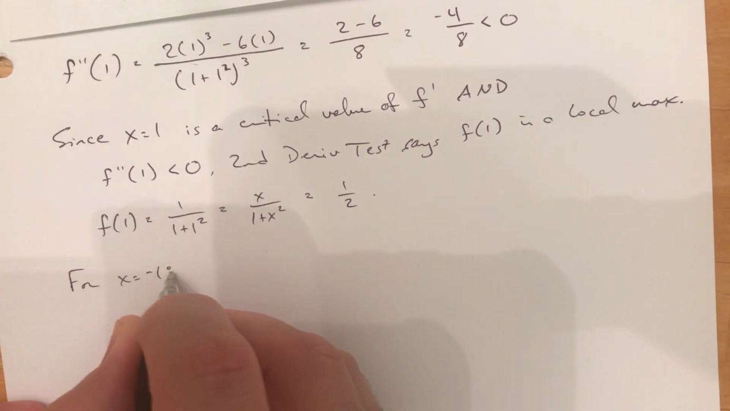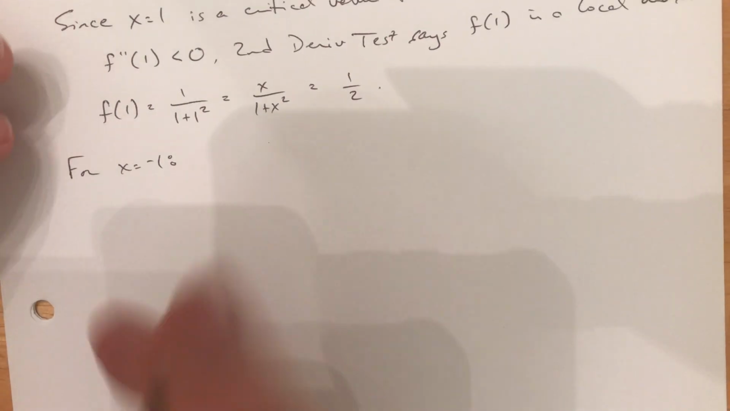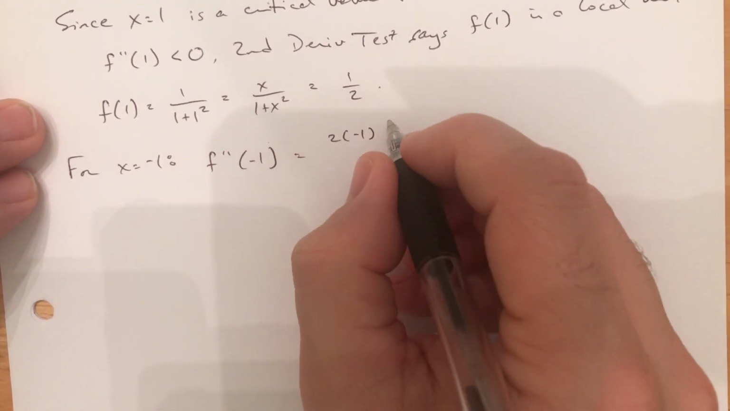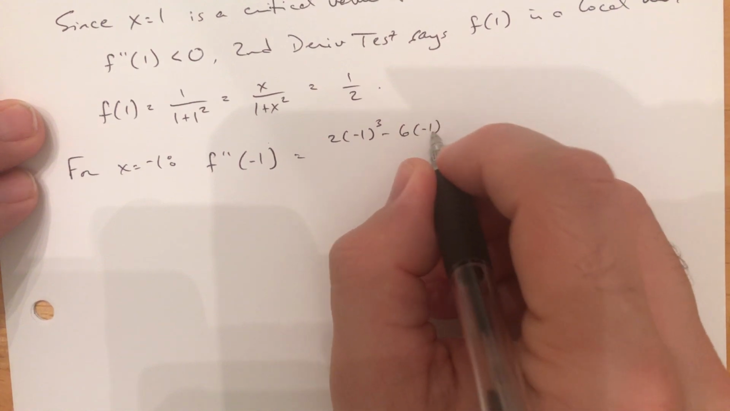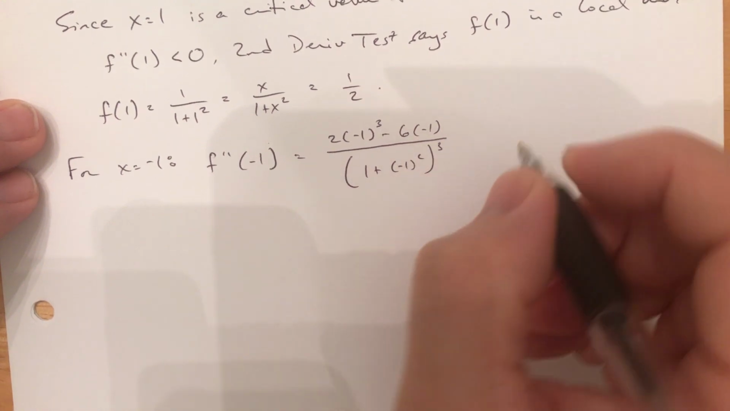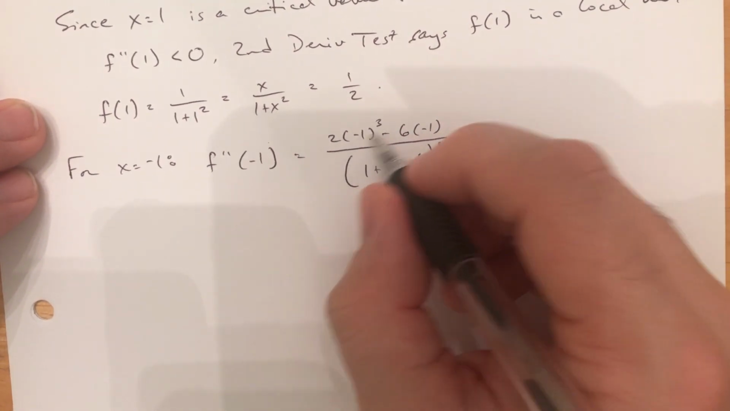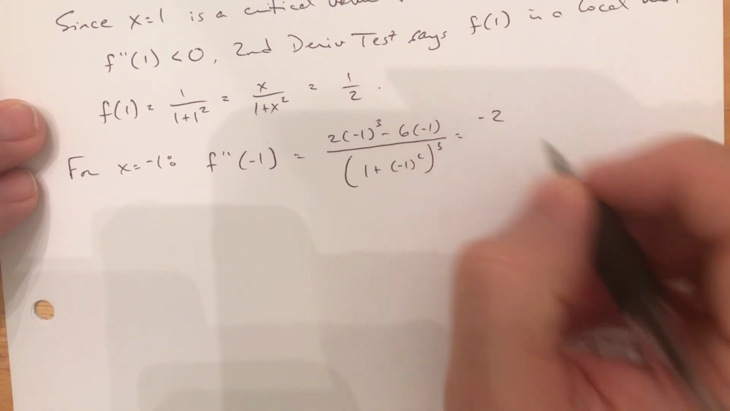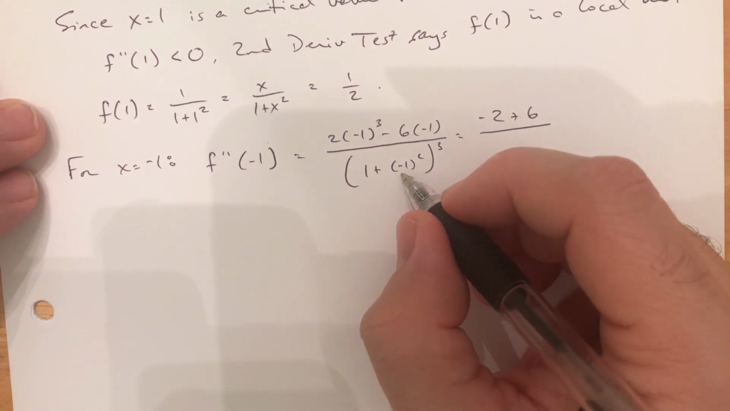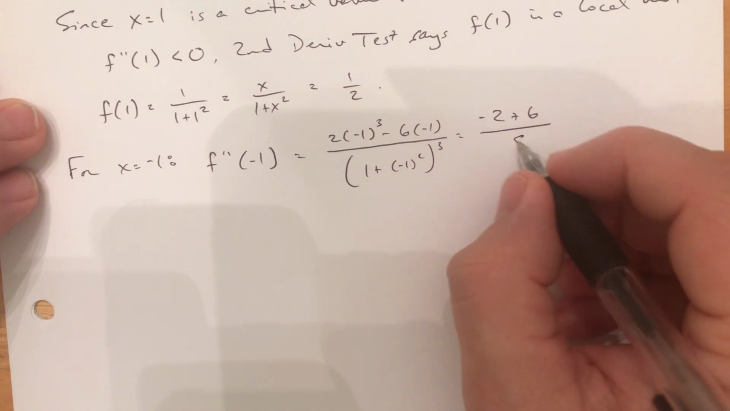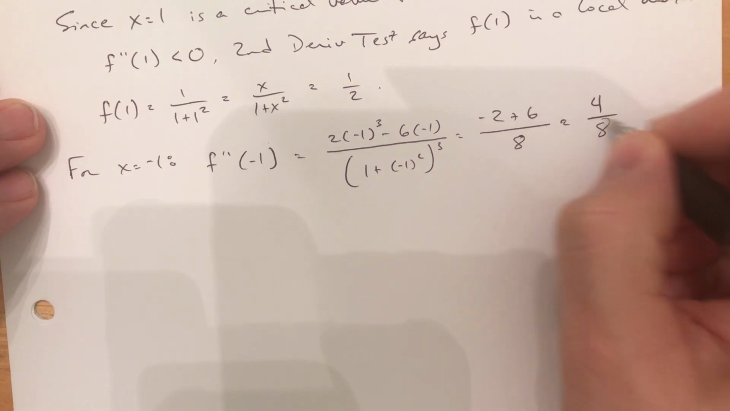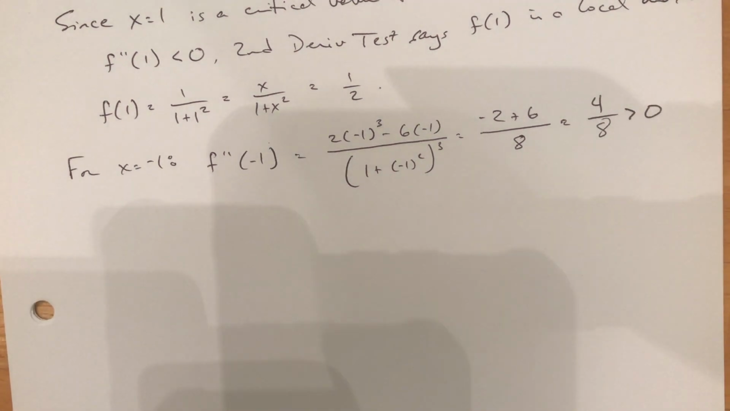For x equals negative 1, what's our situation? Well, we get f double prime of negative 1 is 2 times negative 1 cubed minus 6 times negative 1, all over (1 plus negative 1 squared) cubed. Negative 1 cubed is negative 1 again, times 2 makes negative 2. Minus 6 times minus 1 makes positive 6. Negative 1 squared is 1. If we add 1 to that, we get 2. And if we cube that, we get 8. This time, negative 2 plus 6 is positive 4 over 8. And that's greater than 0.